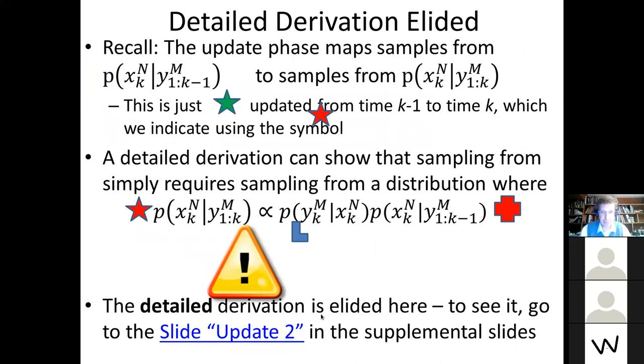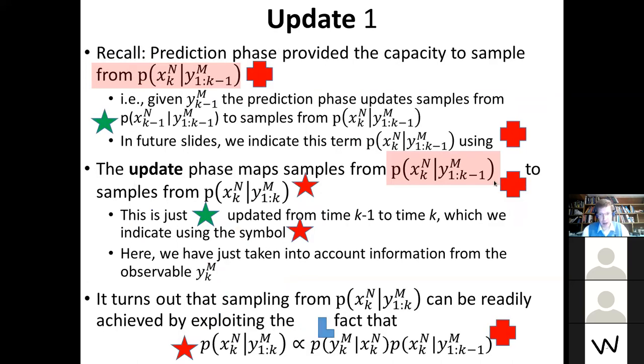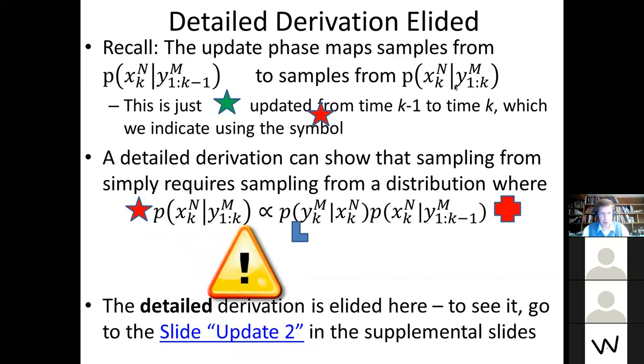Okay, this is really cool. So here the update phase is going to map from this guy into this one here, to this gal. Okay, and the detailed derivation, which I would show you if I had more time, like Fermat, is just the product of these two.